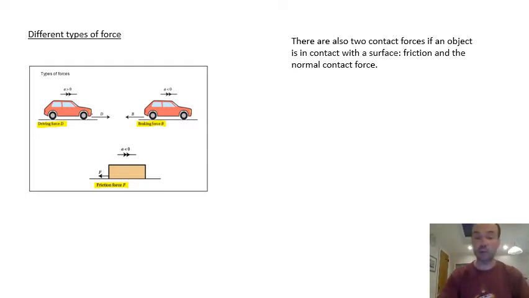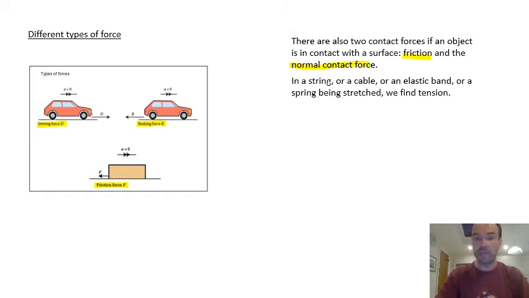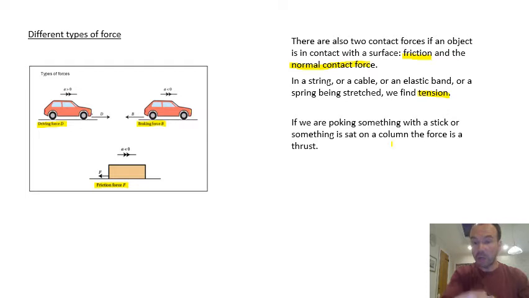And in next year's work, we're going to link those two forces together. We're going to get a measure for the roughness of a surface. In a string, an elastic band, or a spring being stretched, if you've got something hanging on a string, or you're pulling something with a string, there is a tension in the string, okay? If you're poking something with a stick, or something's sat on top of a column, so that the column is pushing it up, that force is called a thrust.